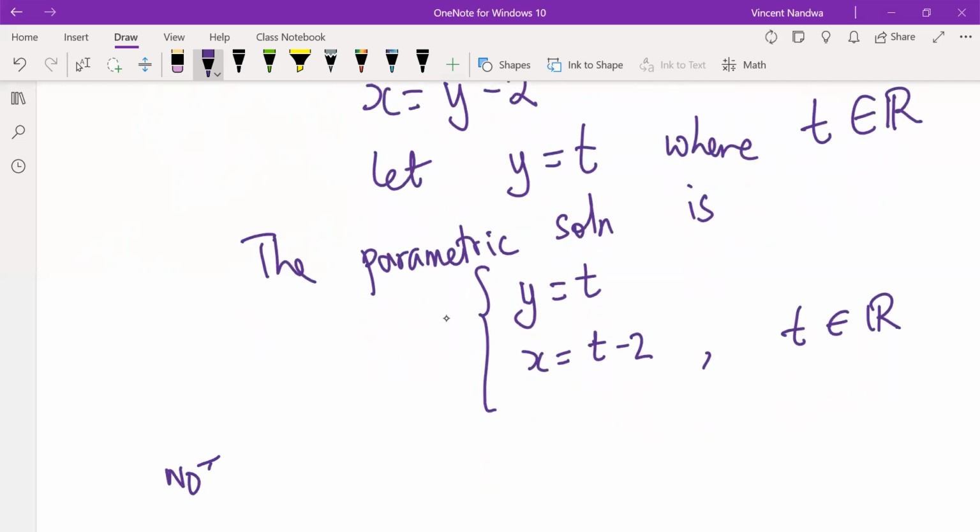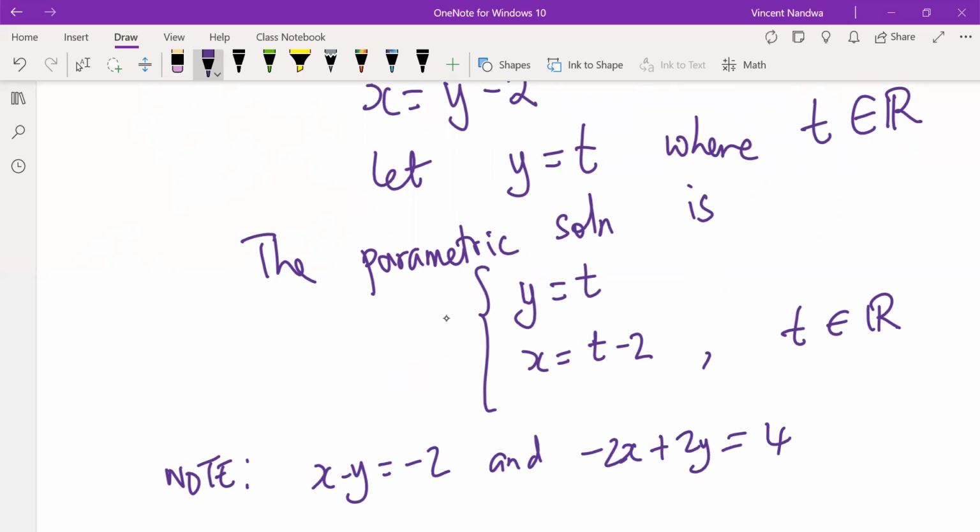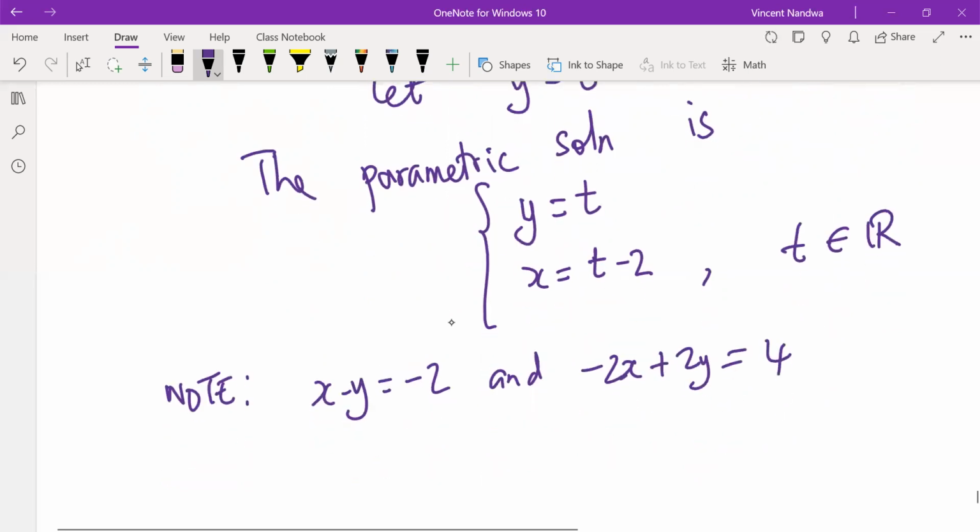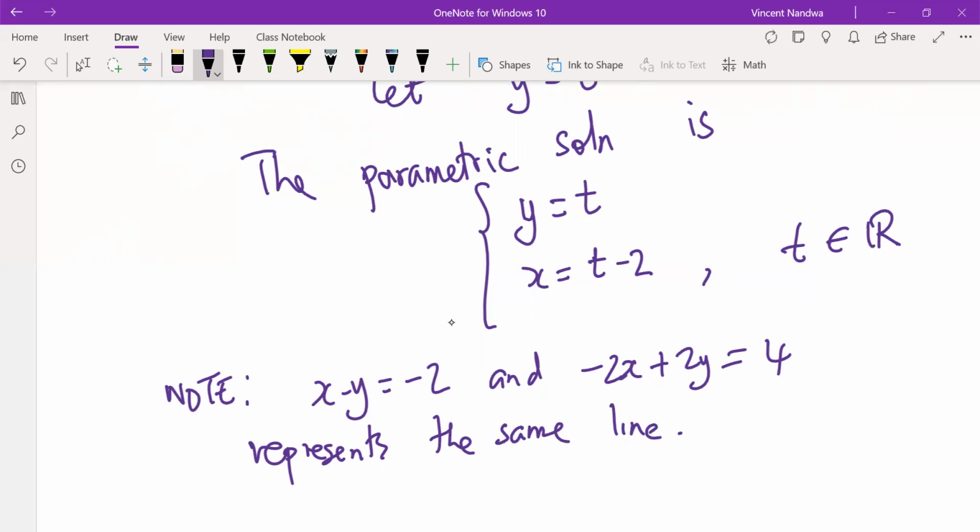So please note that x minus y equals minus 2 and minus 2x plus 2y equals 4 represent the same line. What they have just done is to multiply this equation by minus 2 to get this other equation. So it is the same thing. So this is the parametric solution for the system, and it's actually the same line.